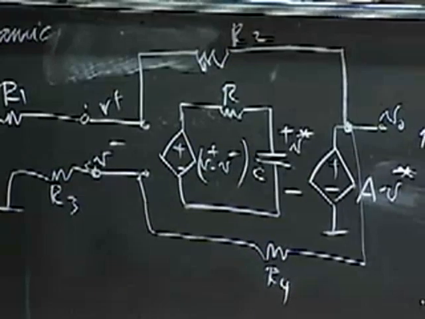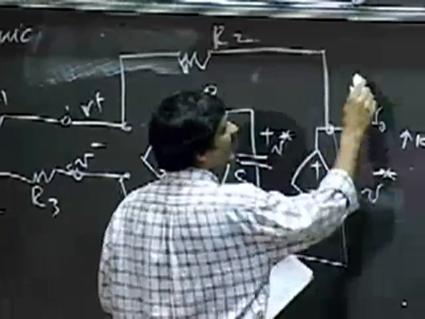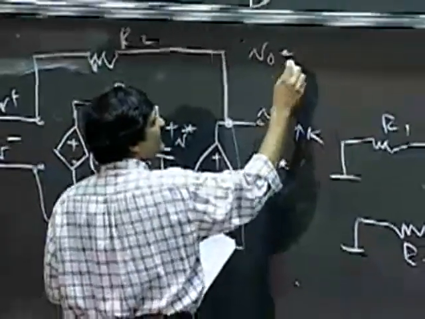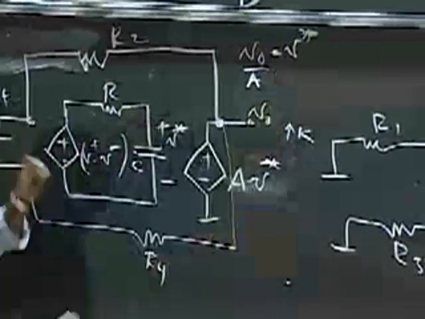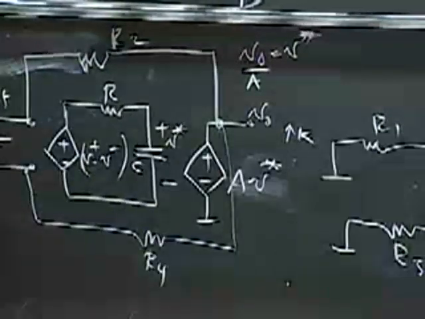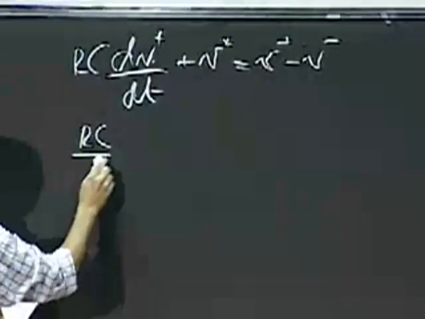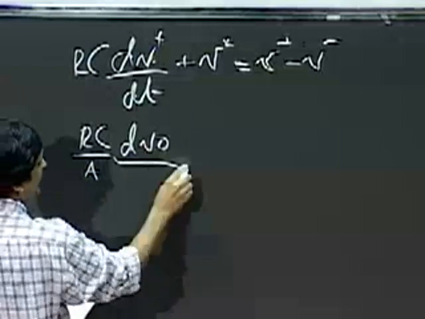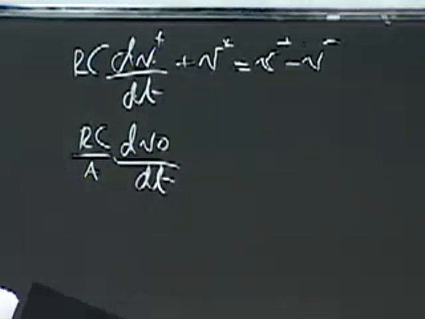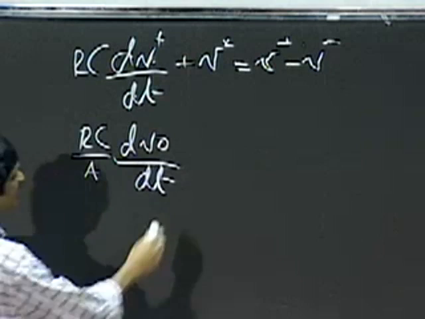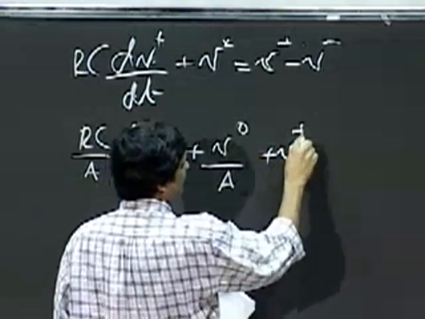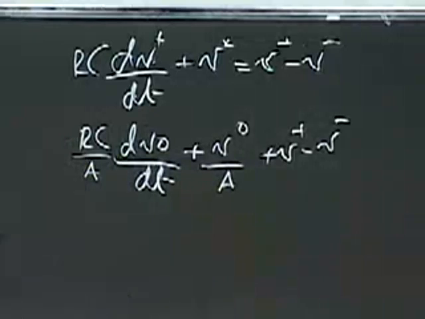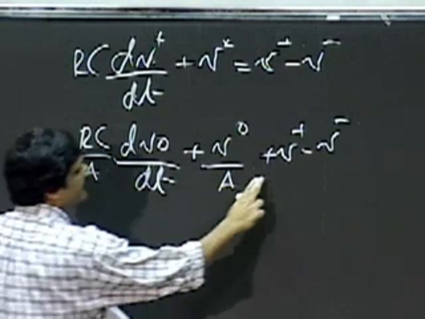Now we also know that V naught divided by A is V star. So I can go ahead and replace V star by V naught divided by A. So it's RC divided by A, dV naught/dt. Recall, I want the dynamics of V naught, so let me just get an expression in V naught. So I get V naught divided by A plus V plus minus V minus, equals.